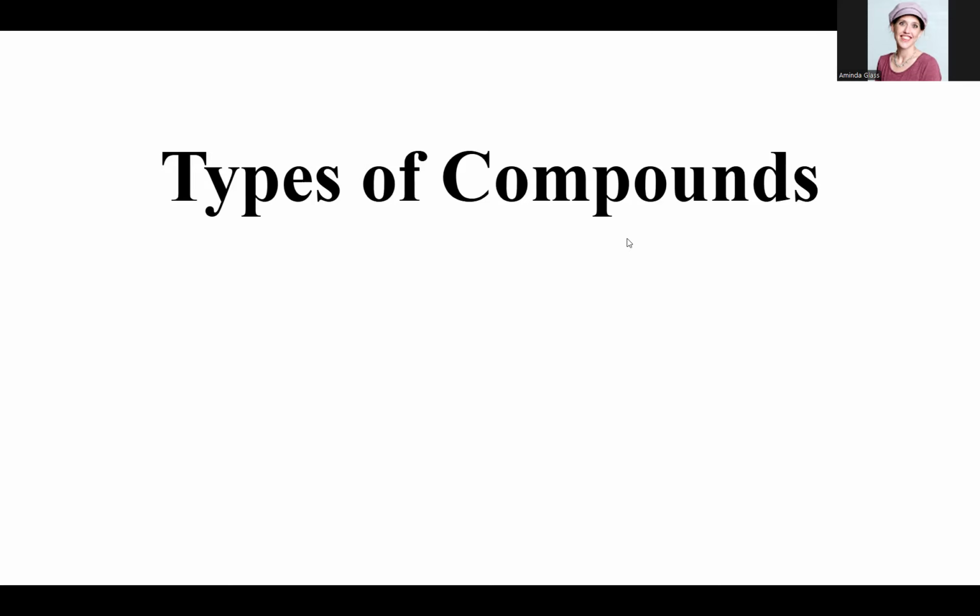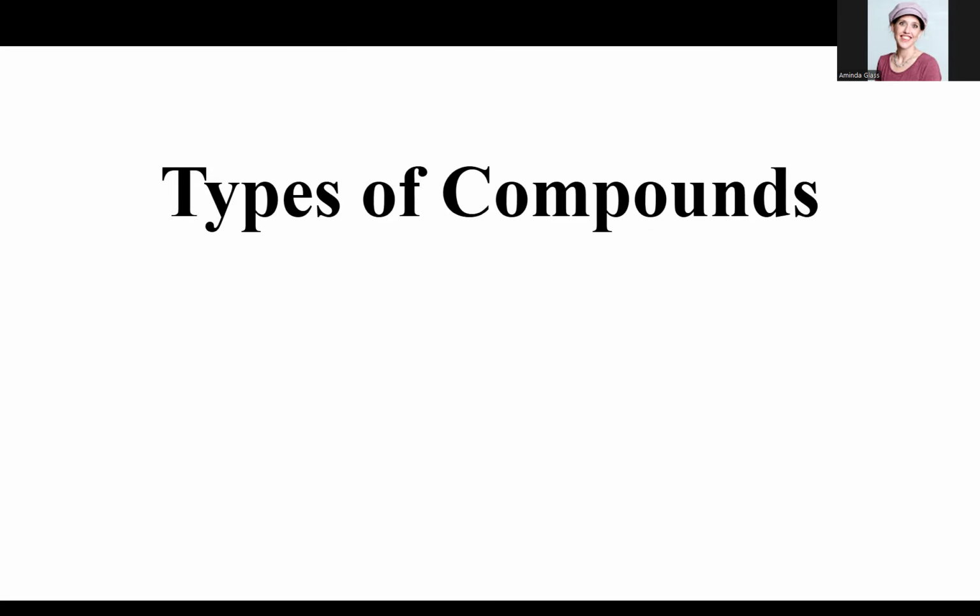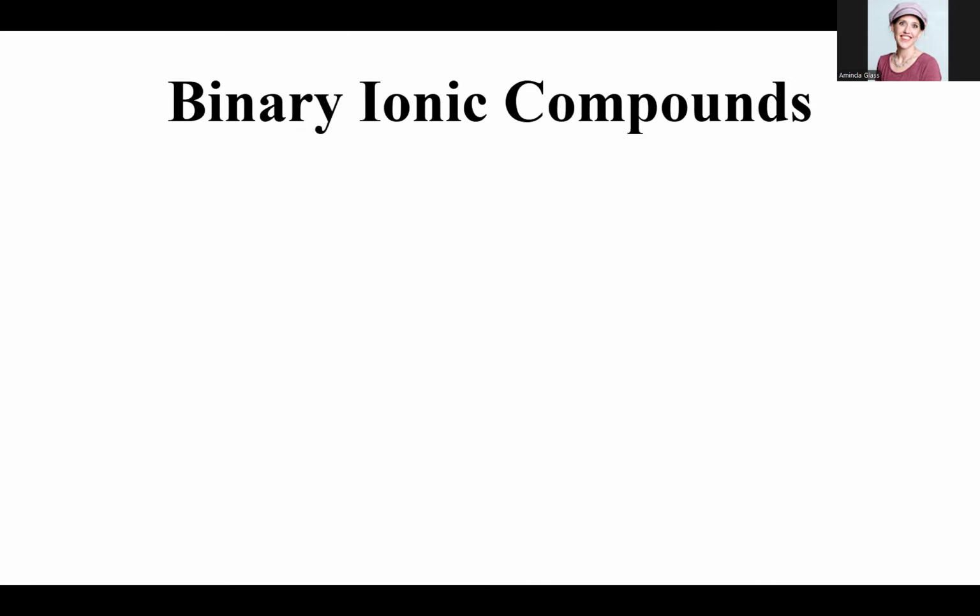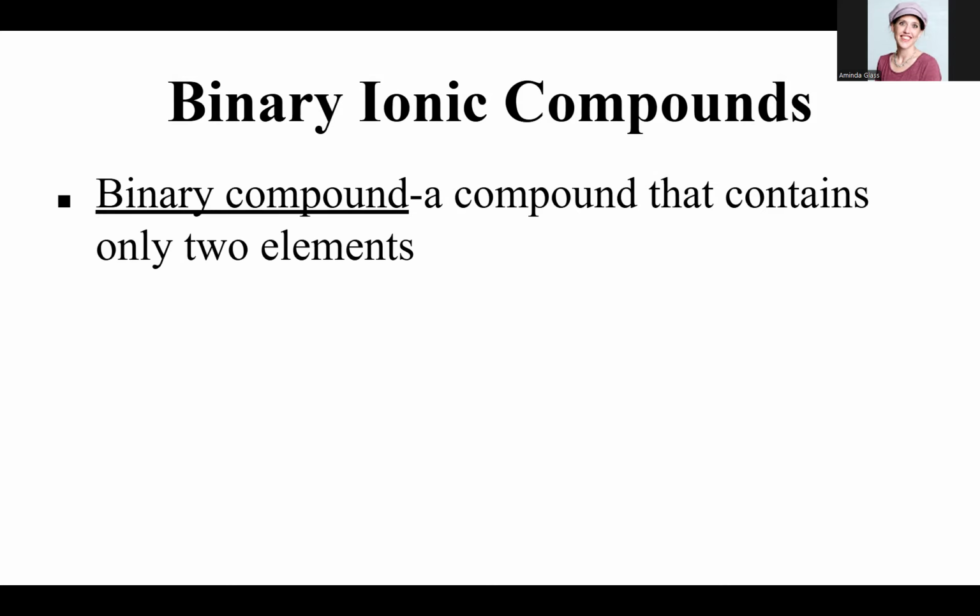Let's look at types of compounds. We have binary ionic compounds, and a binary compound is just a compound that contains only two elements. Remember, the prefix bi, as in bicycle, means two. So a bicycle has two wheels. Binary compounds have two elements.